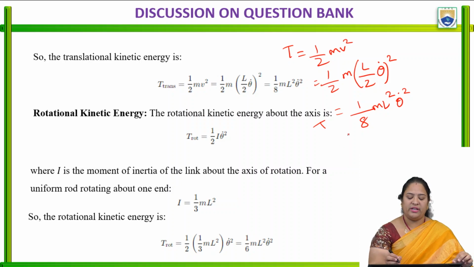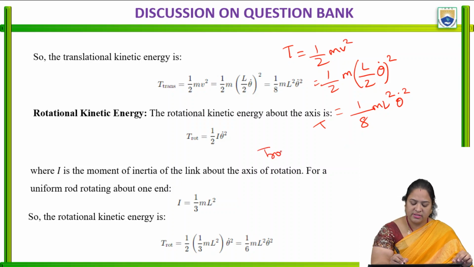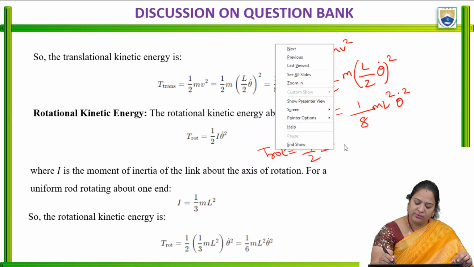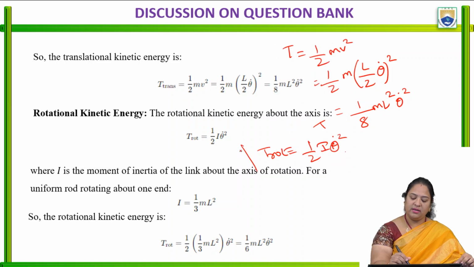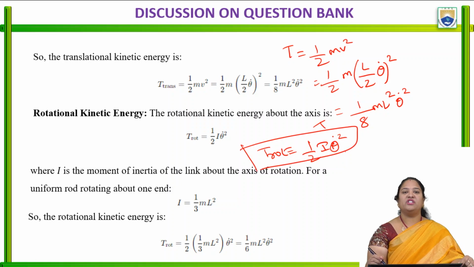When it is in rotational motion, T rotational will be written as half the moment of inertia times θ̇², right? That is for the axis of rotation.